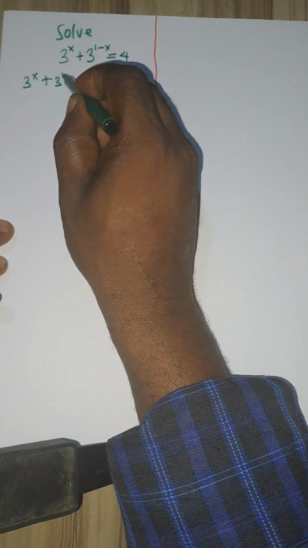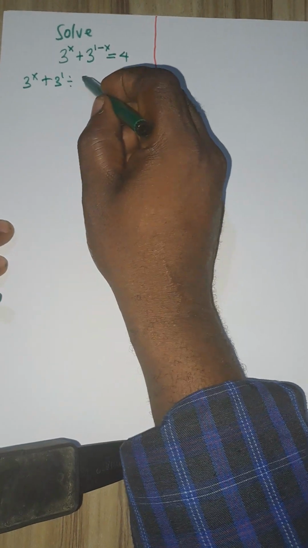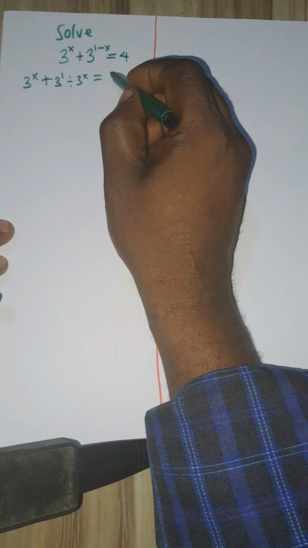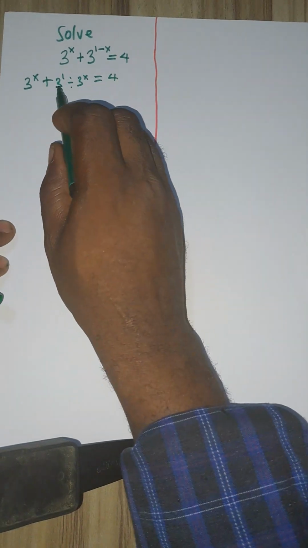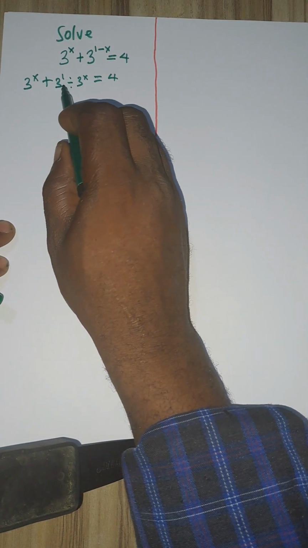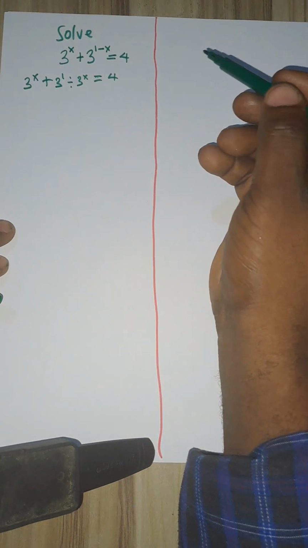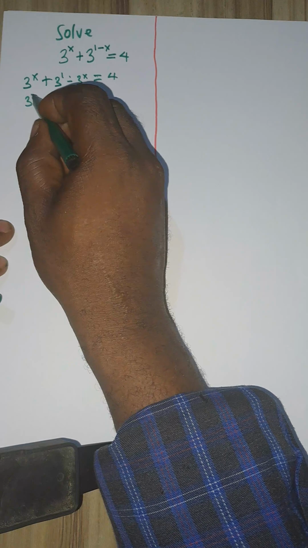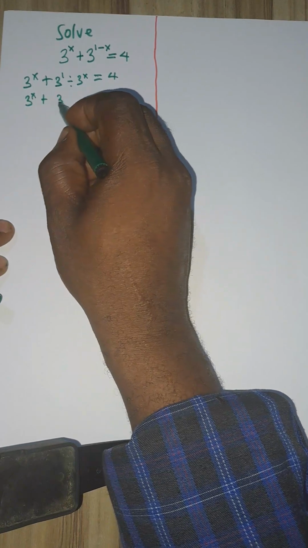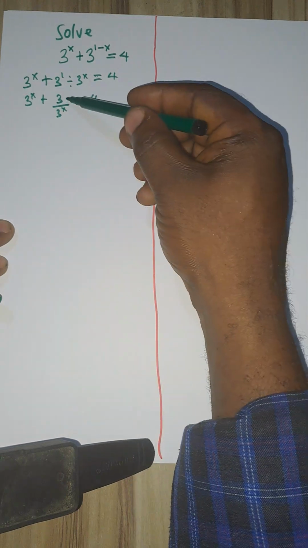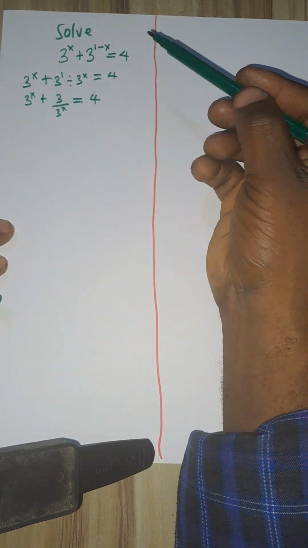3 to the power of 1 minus x, which is something like 3 over 3 to the power of x, equals 4. Because if we are dividing two terms that have the same base, we subtract their exponents. And so we have 3 to the power of x plus 3 over 3 to the power of x, and this and this are the same.